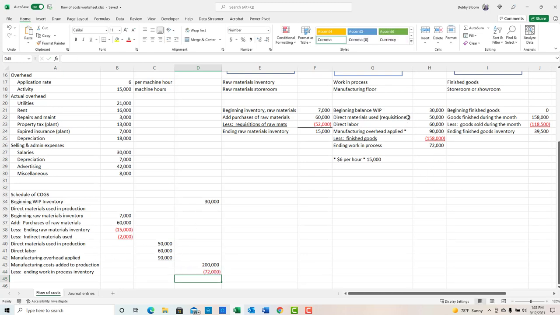So our beginning work in process inventory, if we add the direct materials used, the direct labor, and the manufacturing overhead, and then subtract out the ending work in process, we come down to our finished goods, the goods that we finished during the month, which is also known as cost of goods manufactured.